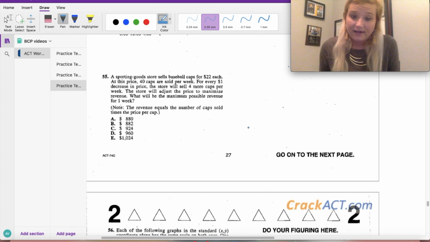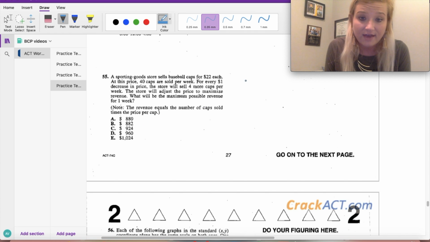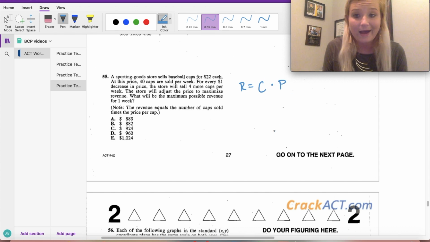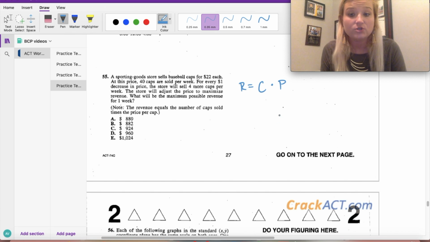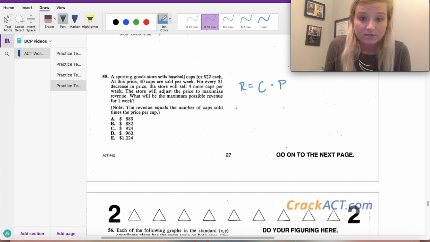For number 55, we're actually going to use this note that they gave us down at the bottom. They're saying that the revenue equals the number of caps sold times the price per cap. So what we have to do is make two equations, one for the number of caps sold and then one for the price per cap.